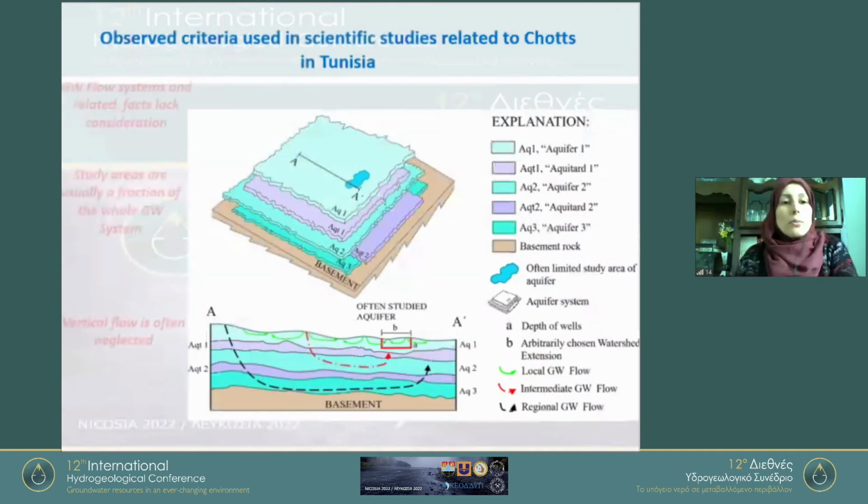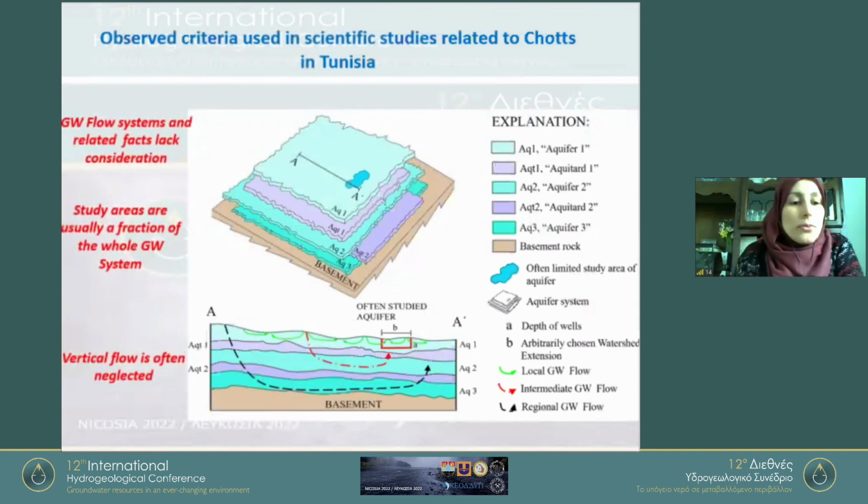We find an observed criterion used in scientific studies related to shots in Tunisia. Study areas are always a section of the whole groundwater system, which neglects the flow around, and they don't consider the vertical component of flow.